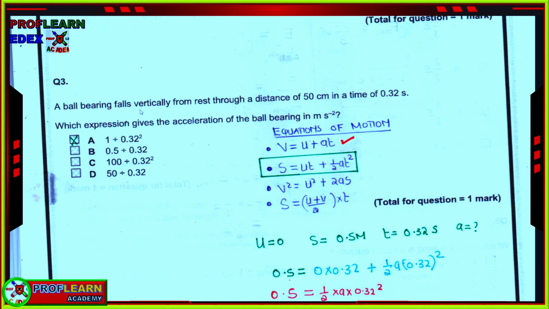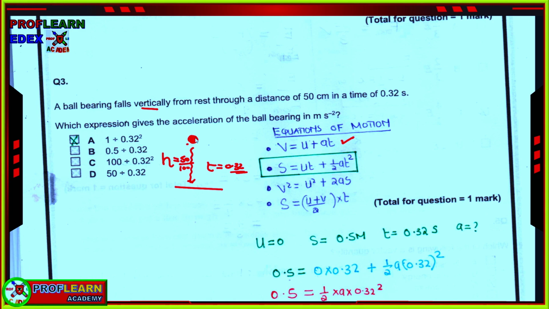Now, a ball bearing falls vertically from rest. We have a ball falling from some height, and it takes a time of 0.32 seconds. We are told that the distance over which it falls, or the height, is 50 centimeters. Of course, when we're dealing with equations of motion, remember we are talking about constant acceleration, and the unit must be in SI units. So this has to be divided by 100, and that translates to 0.5.